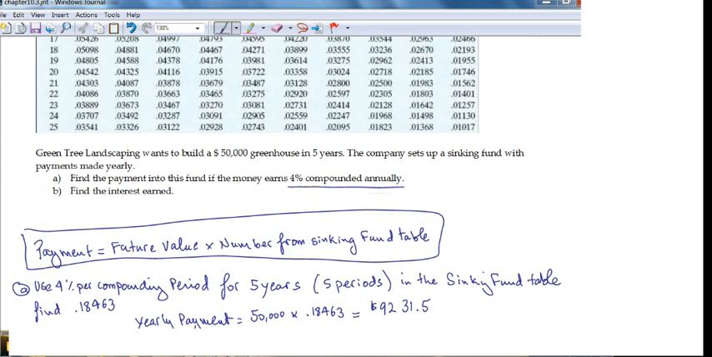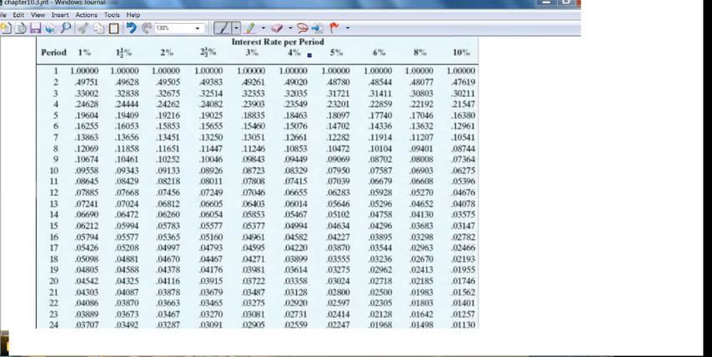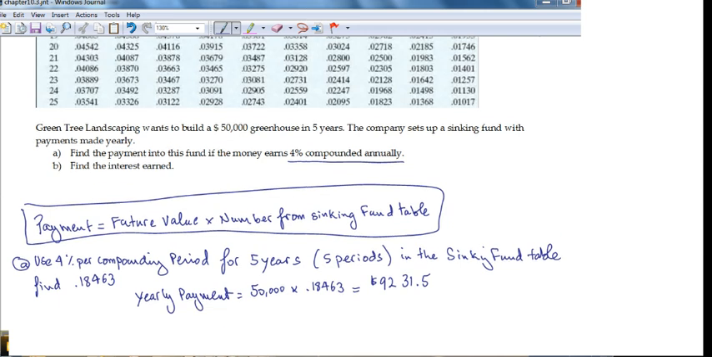So use 4% per compounding period for 5 years. So basically the number of periods, or the number of payments they're going to make, is 5 periods or 5 payments, one for every year for 5 years. So 5 periods, and we look at the table and the interest is 4%. So 4%, and we go to 5, looking for this number right here, 118,463.